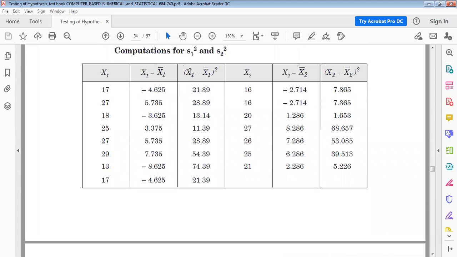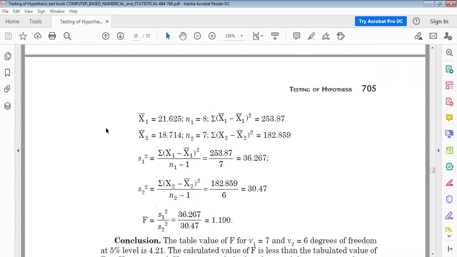This is X2, and this is X1 minus X1 bar whole square, and this is X2. X2 minus X2 bar, where X2 bar means taking the sum divided by 7. Then X2 minus X2 bar will be this, and taking the square, we get the last column. So X1 bar is this, N1 equals 8, and the summation of X1 minus X1 bar whole square equals this, that means the sum of squares of differences. X2 bar equals this, N2 is 7, one less than the first sample, and the summation of X2 minus X2 bar whole square is 182.